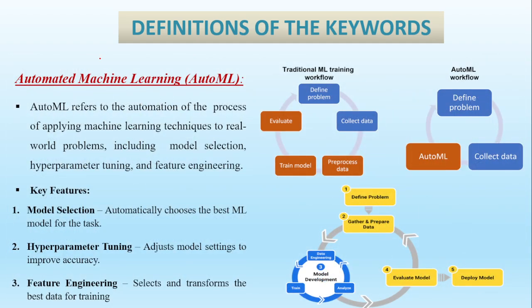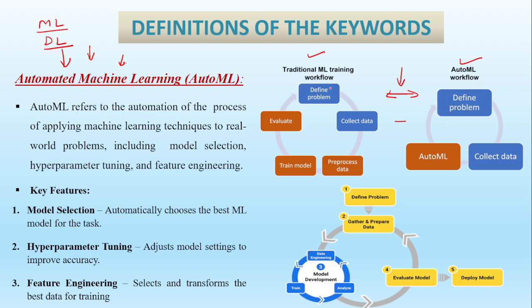Now, automated machine learning. We have studied machine learning and deep learning, and now we turn to automated machine learning. The diagram shows the traditional machine learning workflow and the AutoML workflow, and the flow of the work of each is also classified.